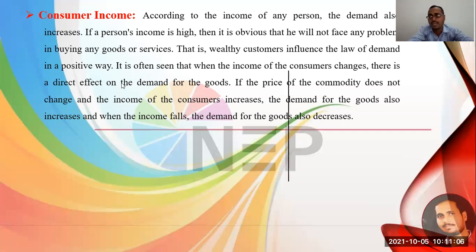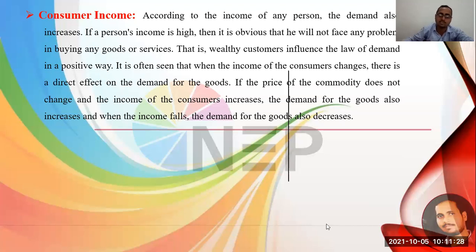If, due to any cause, the income of the consumers decreases, then the consumers will not be able to afford the consumption of that commodity. So in these conditions, we can say that the demand for the commodities decreases. So these are a few examples of the factors affecting demand.